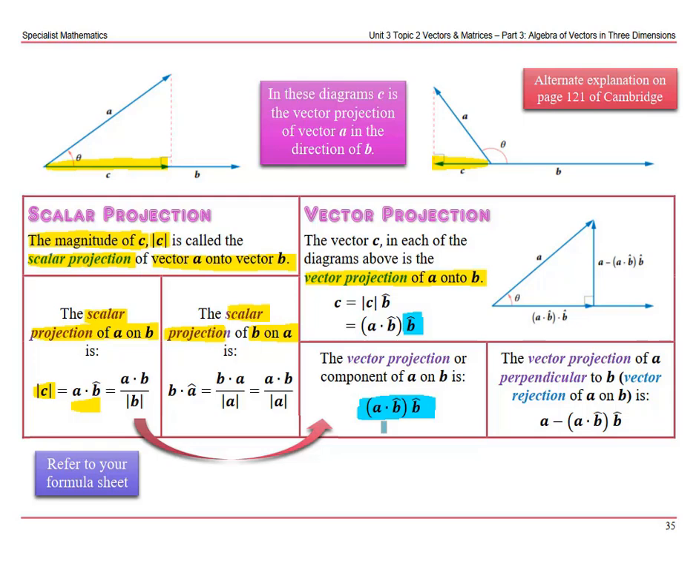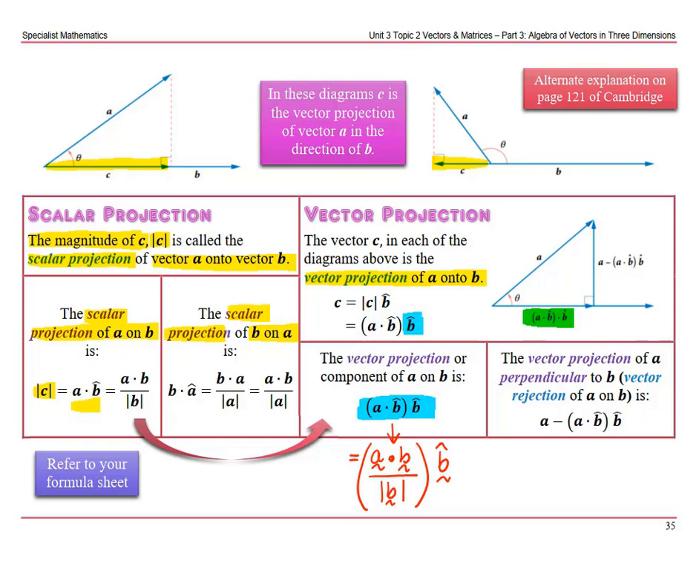Now combining these two formulas, as you can see with the arrow, I can rewrite this formula as the dot product between A and B over the magnitude of B times the unit vector of B. Now have a look at your formula sheet. Look at the formula that's given on your formula sheet. Moving on, that's how we find the vector projection of A on B.